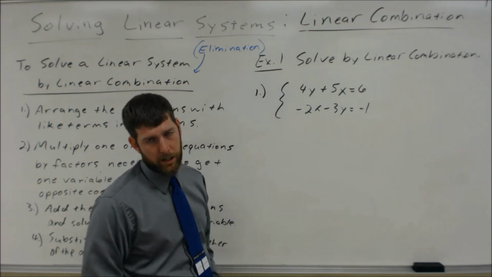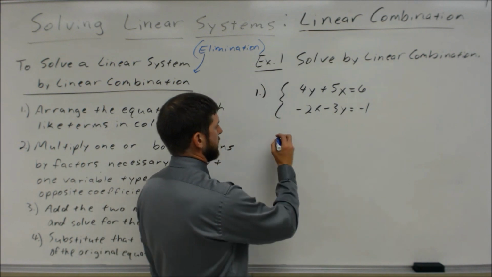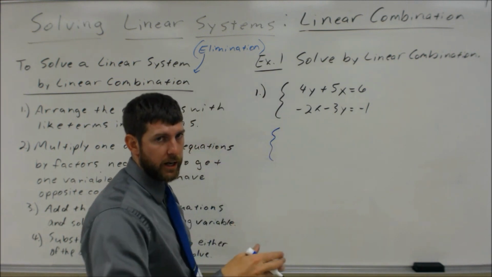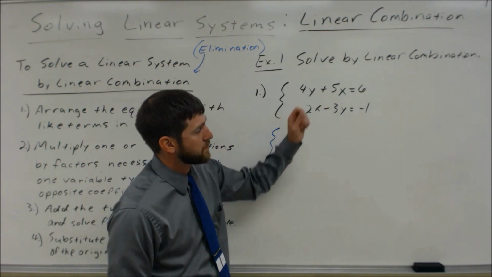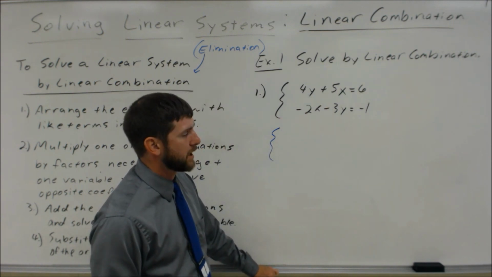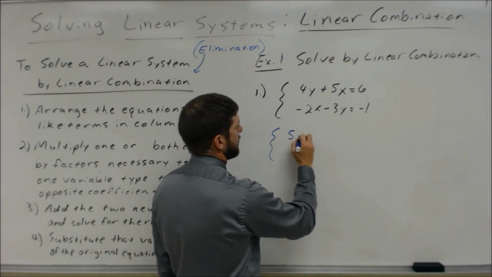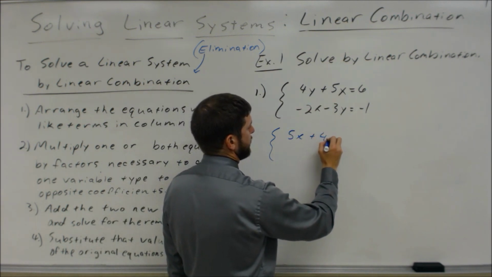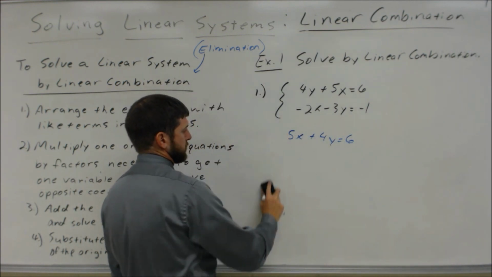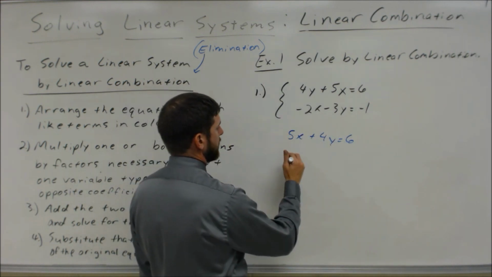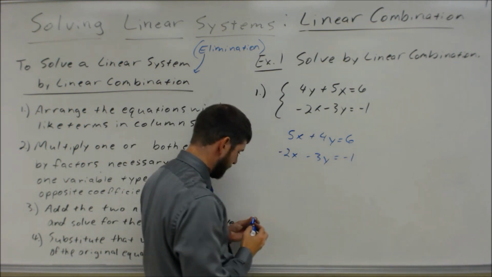So first thing, I've got to get all my x's, y's, and constants lined up. So let's do that. Standard form is usually how I go, so I'll put my x term first: 5x plus 4y equals 6. Let's set that aside for a minute since we know it's a system already. Negative 2x minus 3y equals negative 1.